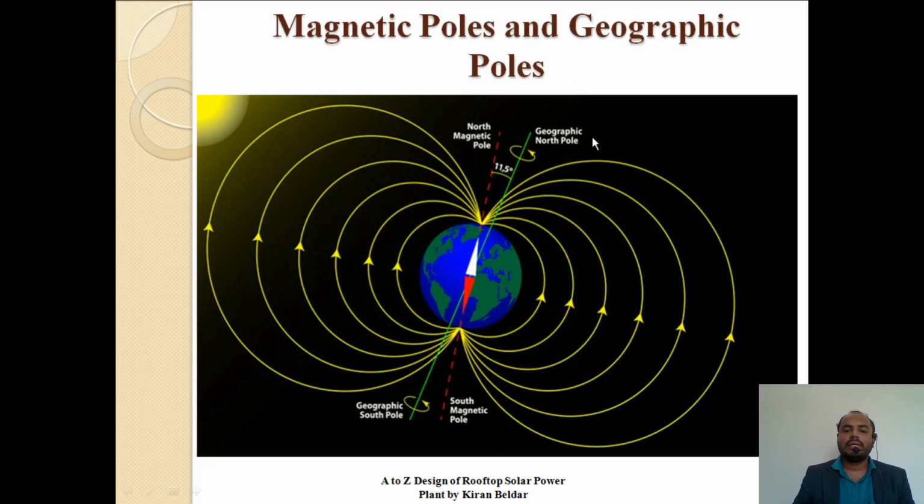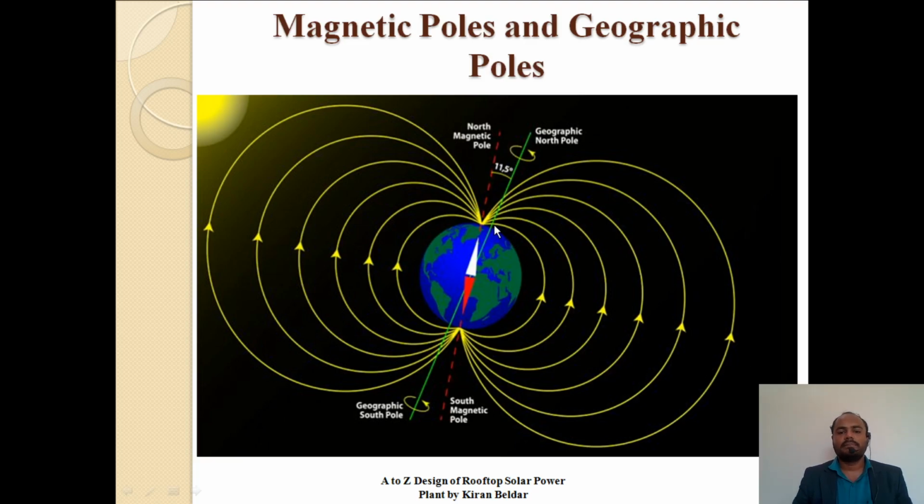But due to the interior core, the magnetic field that is generated is somewhat deviated from the geographic north and south pole. It is not exactly at the geographic north and geographic south pole. It is deviated from these poles at an angle of 11.5 degrees. At that angle, when we put a freely revolving needle, it faces towards the north pole and towards the south pole, and these poles are the magnetic poles.